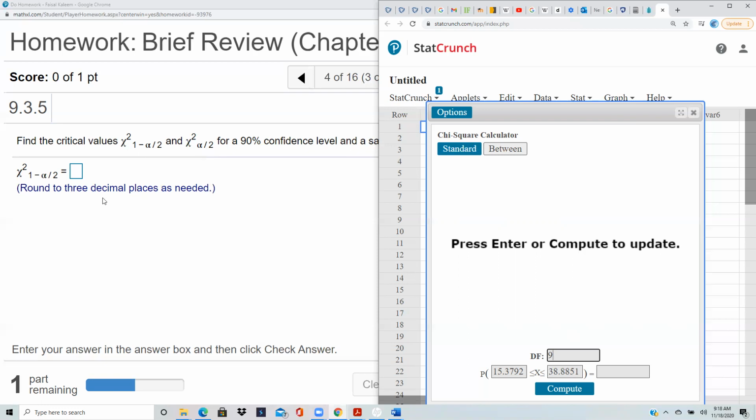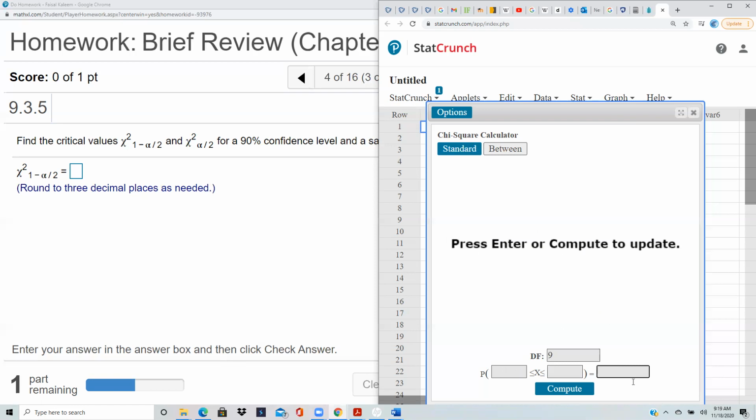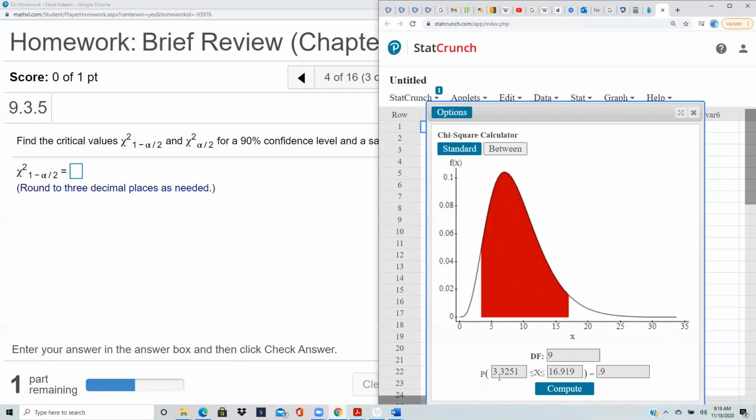So here it's very specific, and sometimes they change the order. There was one problem I saw in 10.4 where they were asking for the alpha by 2 first and 1 minus alpha by 2 second. So don't just do it automatically, just watch out in every problem. So in this case, it's the left one first, which is 15.379. Oh, no, that's the previous problem. Oh, so the area was 0.9 for the confidence. Okay, so 3.325 and 16.919.